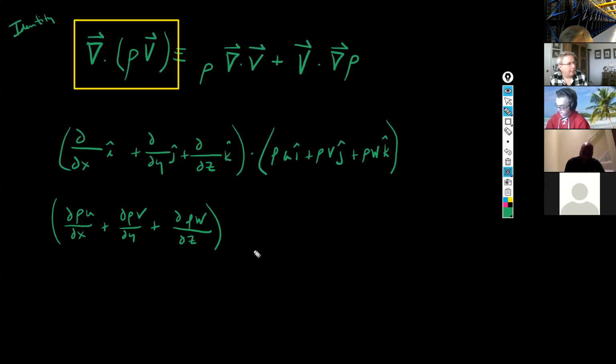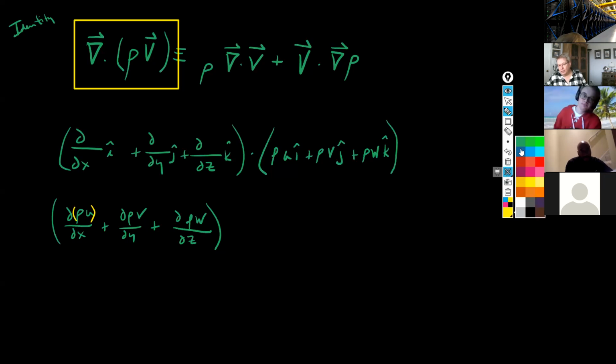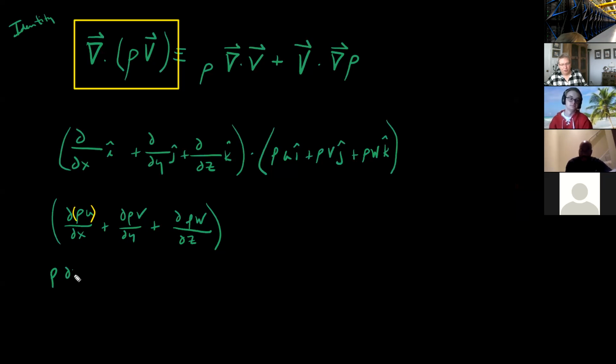Okay, what's the next step? Factor out rho. Can I just factor out rho? No, you can't. Why not? Because they're partial derivatives and rho depends on x. Can't the density change in the x direction? Yes. So if this is just a derivative, I can take the chain rule of the derivative. So that's just going to be rho times du dx.